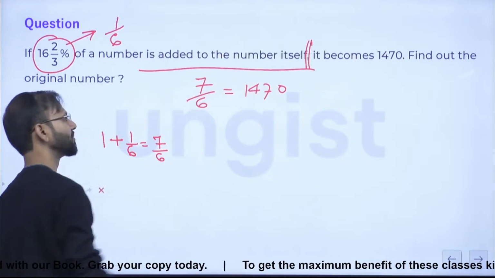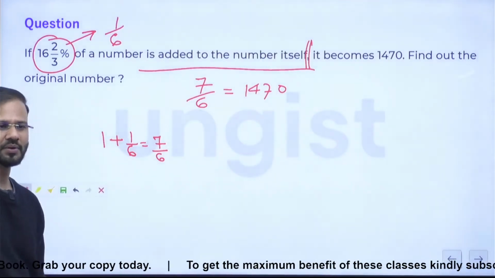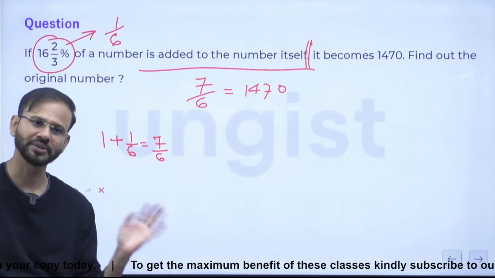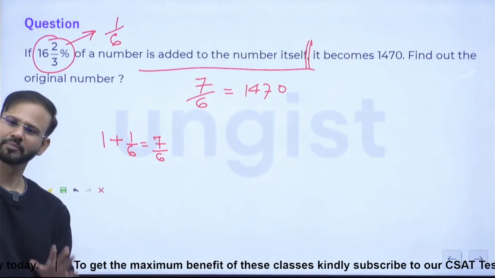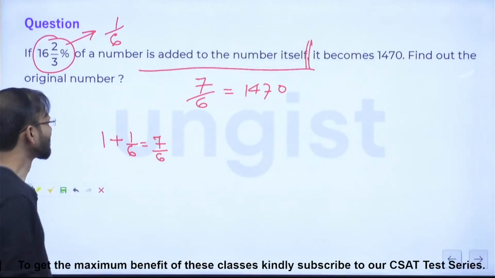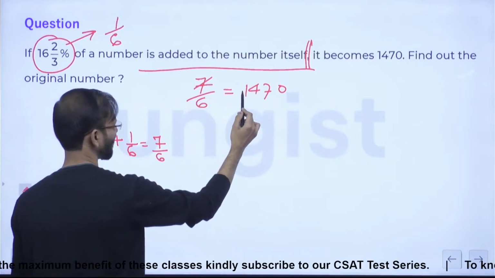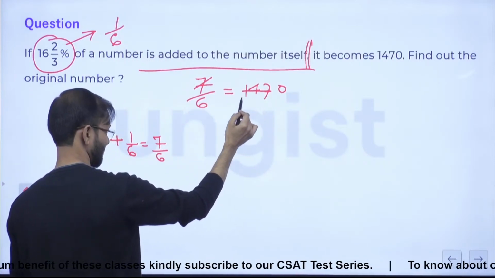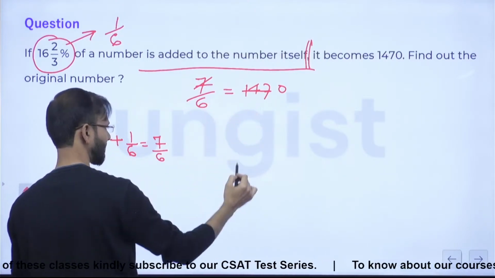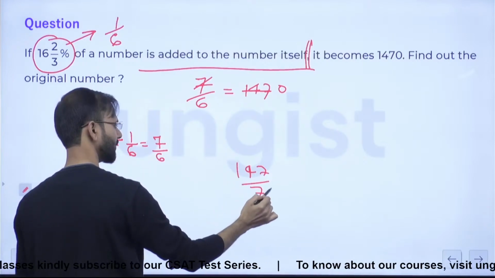So 7 by 6 of a number is 1470. Then what is the actual number? This is the question, guys. Getting the meaning of the question? Now guys, what is this? 147, this 147 divided by 7, how much will it be? Yeah, 21.